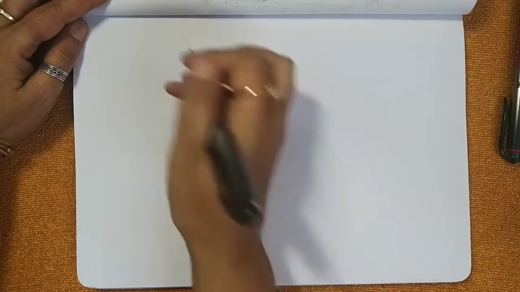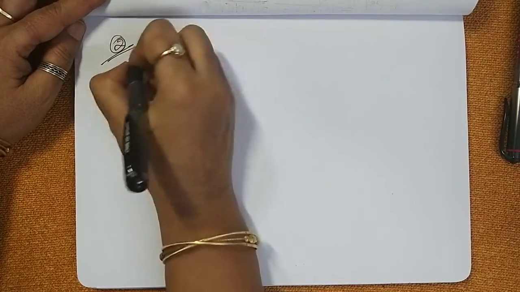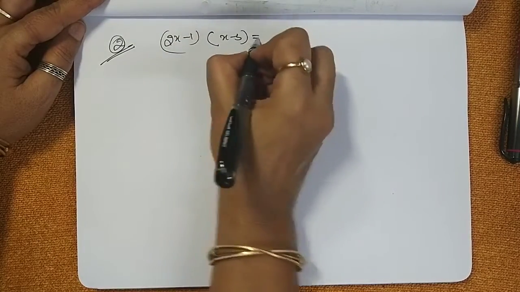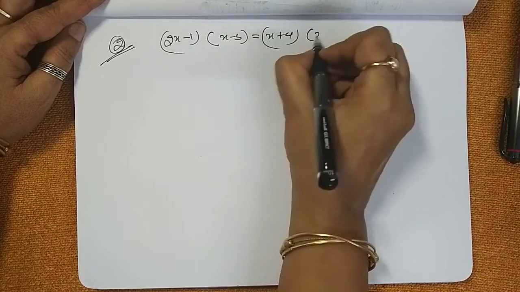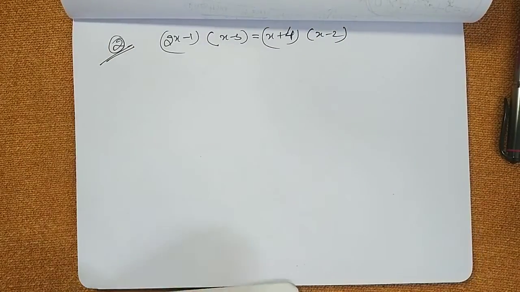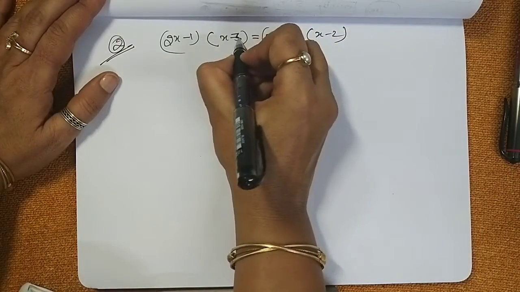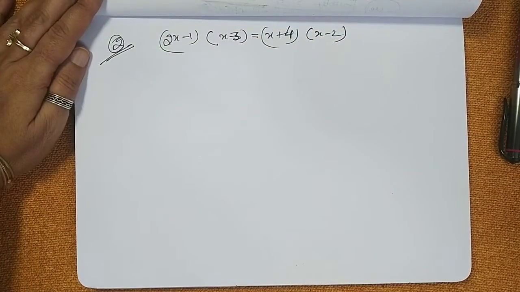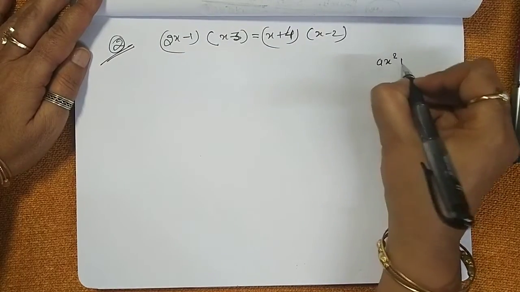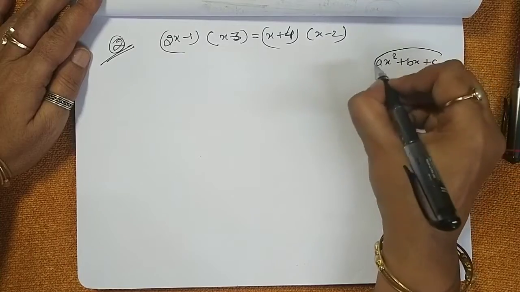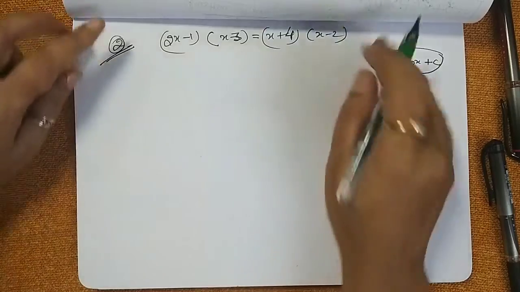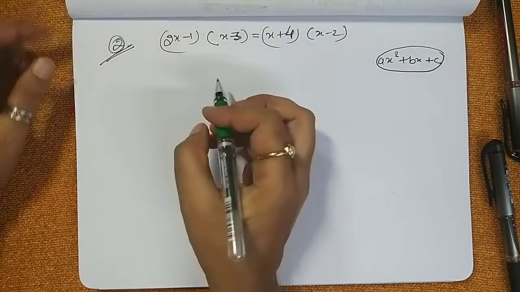So this is my second question. You have to check whether 2x minus 1, x minus 3, equals x plus 4, x minus 2 is quadratic or not. Guys, I have taken this question from the R.S. Agarwal book, class 10 CBSE book. So here, to compare it with ax square plus bx plus c, I have to bring it into a simple form, right? So let me first simplify it.